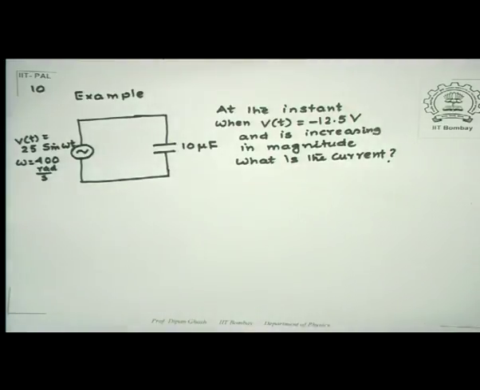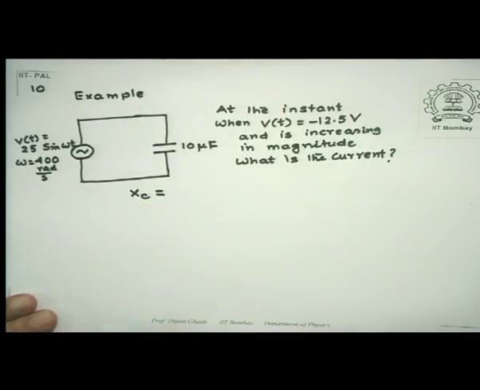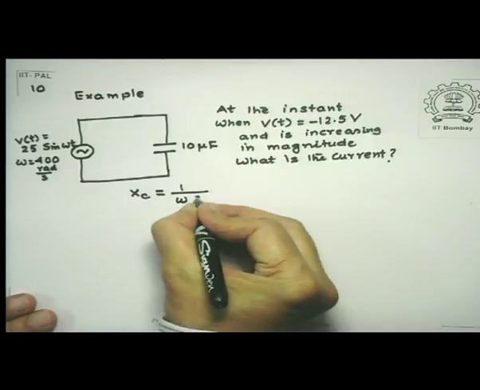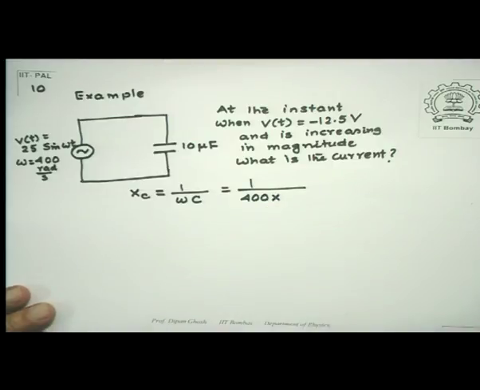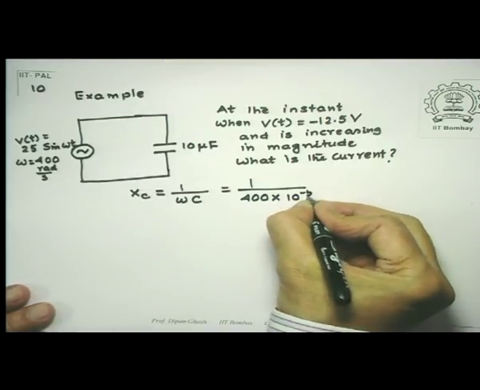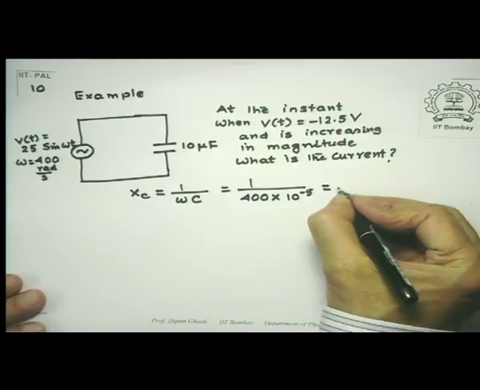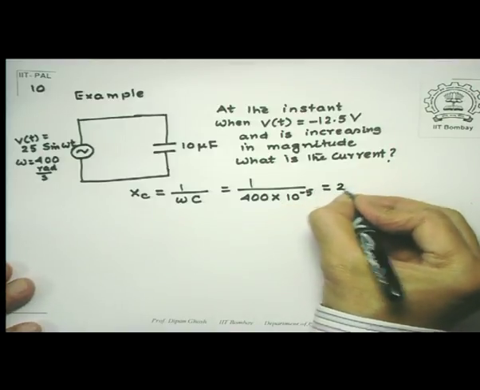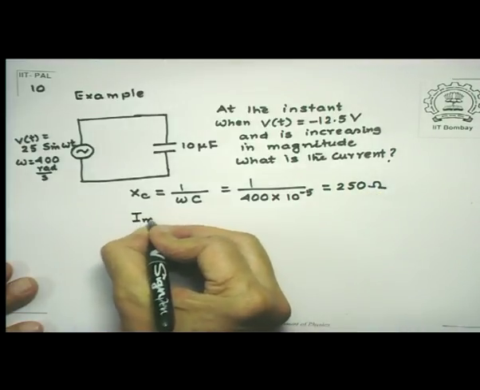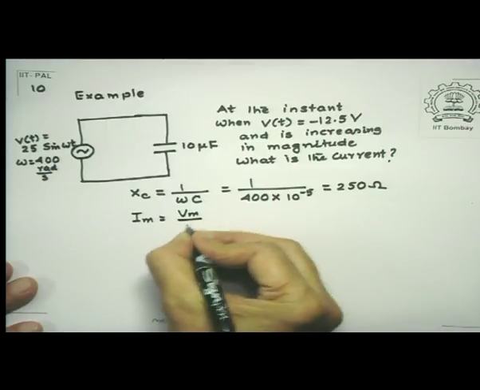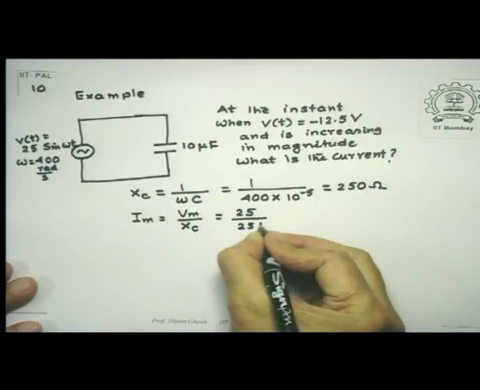Well, first some numbers. My capacitive reactance, which is given by 1 over omega C, is given by 1 over omega is 400, C is 10 microfarad, meaning thereby 10 to the power minus 5 farads. So this works out to 0.25 into 10 to the power 3. So this is 250 ohms. The maximum current in that case would be Vm by Xc, which is 25 divided by 250, and that's equal to 0.1 ampere.